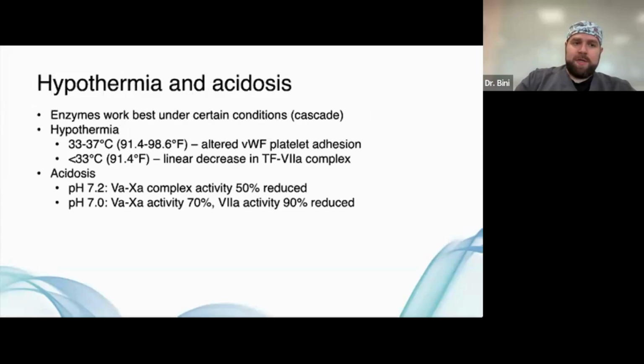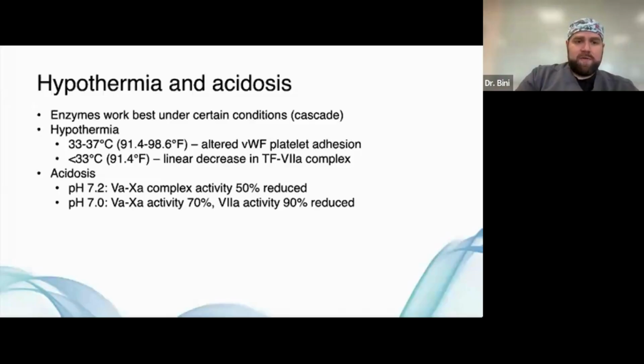Hypothermia, as we were saying before, depending on the degree. Even at like 98, I usually start seeing it around 95. This is a huge, very wide range that you will find published, but in reality, I usually see this issue below 95 or 96. You will have altered von Willebrand factor platelet adhesion. And then if you go below 91.4, then you have a massive decrease of the tissue factor and factor 7 complex. So it affects that part of the coagulation cascade as well.